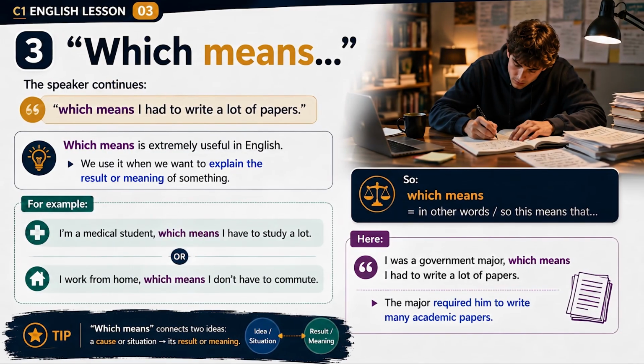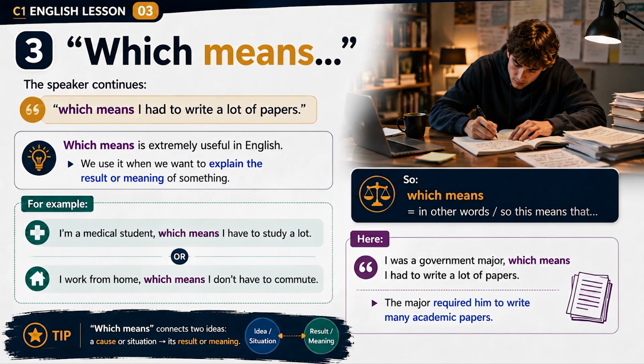Which means, the speaker continues, which means I had to write a lot of papers. Let me repeat. Which means I had to write a lot of papers. Which means is extremely useful in English. We use it when we want to explain the result or meaning of something. So, you either want to explain the result or the meaning of something.